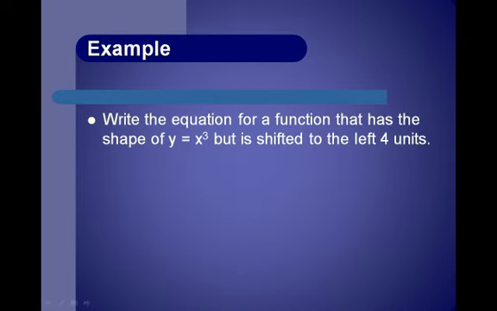Okay, let's do an example of these. Write the equation for a function that has the shape of y equals x to the third, but it is shifted to the left 4 units. So a horizontal shift goes in the parentheses with the x. For this one, it's going to be f of x equals x plus 4, to the third. Because again, if we're going to the left, even though it's in the negative direction, we have to write plus 4 to get it to go to the other side.